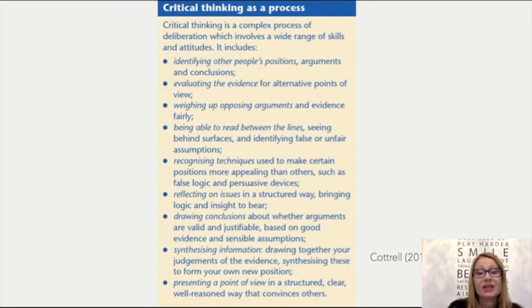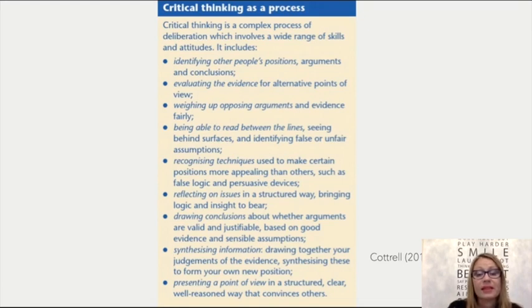You'll be recognising techniques used to make certain positions more appealing than others, such as using false logic or persuasive devices. We're reflecting on issues in a structured way, bringing logic and insight to the fore. And a really important part of this is also drawing conclusions about whether your arguments that you present are valid, they're justifiable, and they're really based on good evidence. And again, if you've got a range of credible sources to add gravitas to your argument, then it's more likely that your argument will be more persuasive.